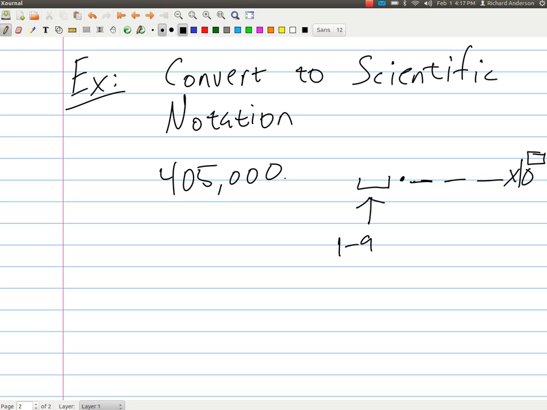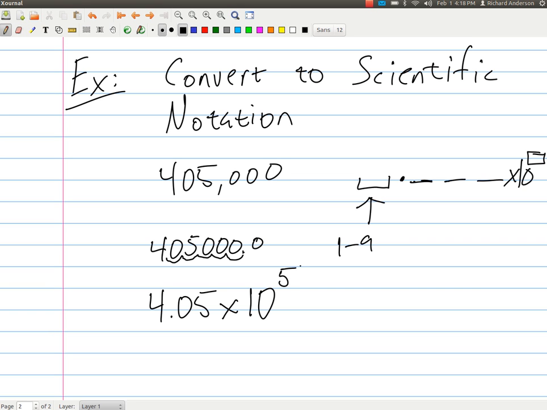Okay? We have 405,000, which can really also be thought of as 405,000.0. And what we want to do here is move this decimal 1, 2, 3, 4, 5 places to the left. So we're going from standard notation to scientific, and we're moving our decimal 1, 2, 3, 4, 5 places to the left, giving us 4.05 times 10 to the positive 5th power, like that. Because we've gone from standard notation over to scientific by moving that decimal to the left.